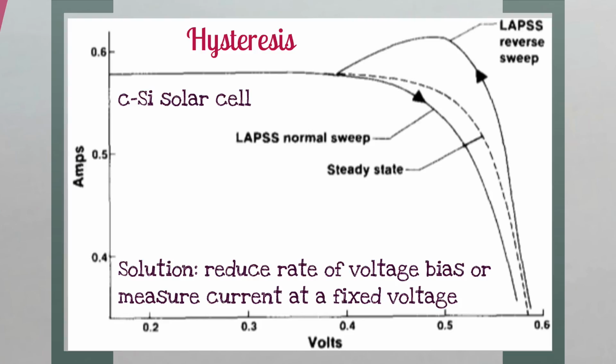In other words, you try to reduce the bias, and you see a different curve. So it gives rise to this hysteresis, and that's a problem. This basically means that some of the carriers are either trapped or not being generated. In this particular case, that means they're trapped in the forward direction.